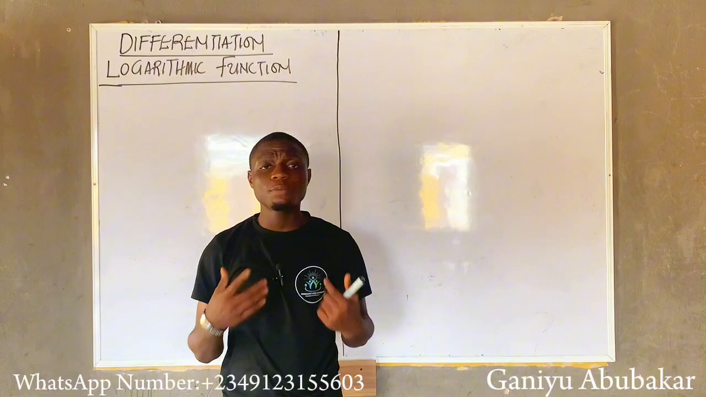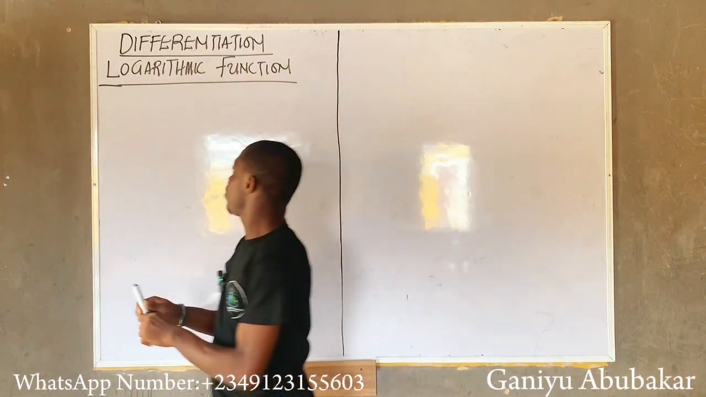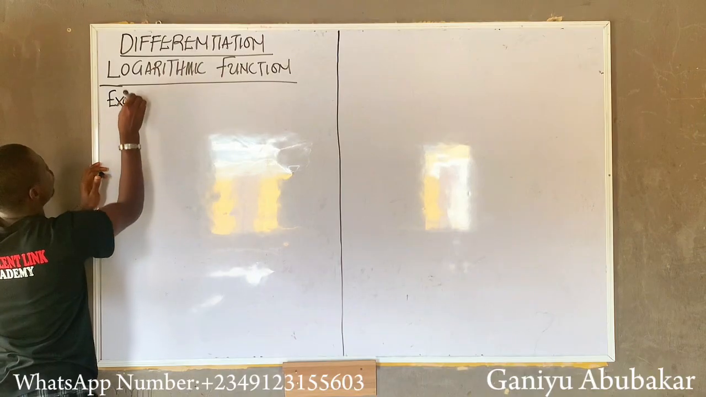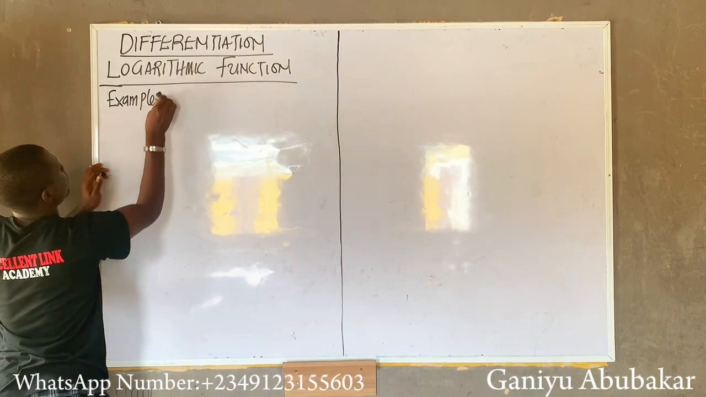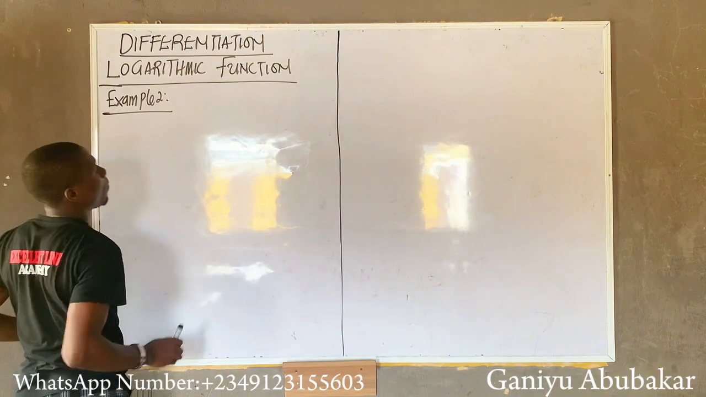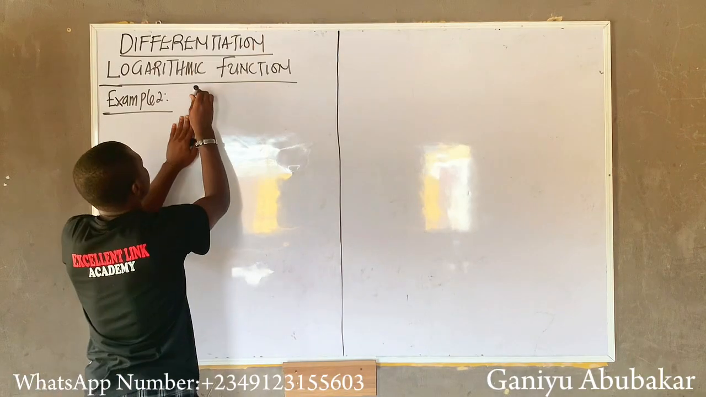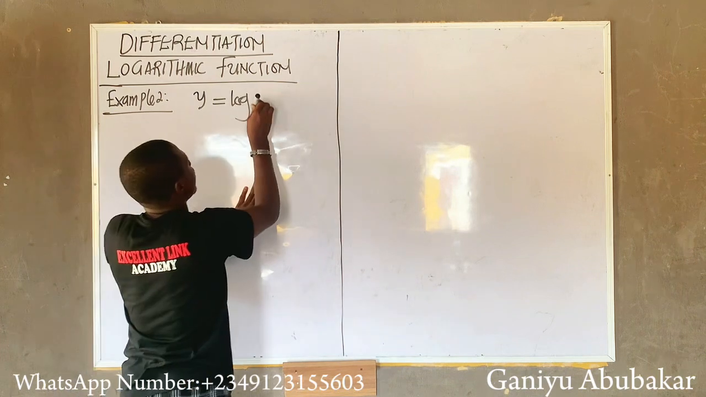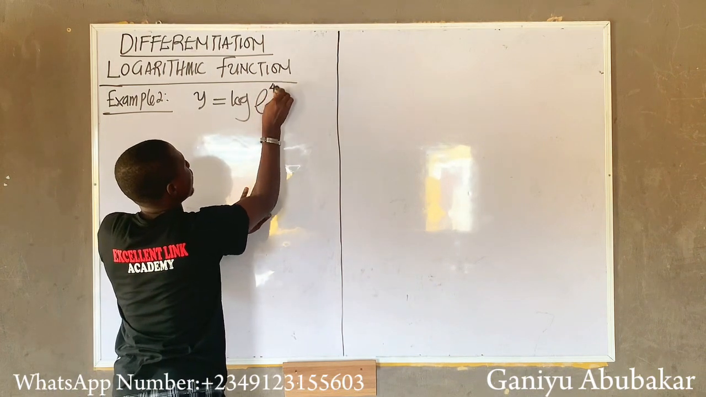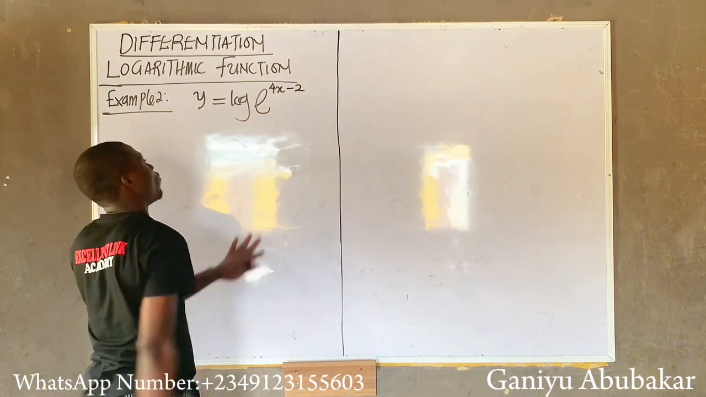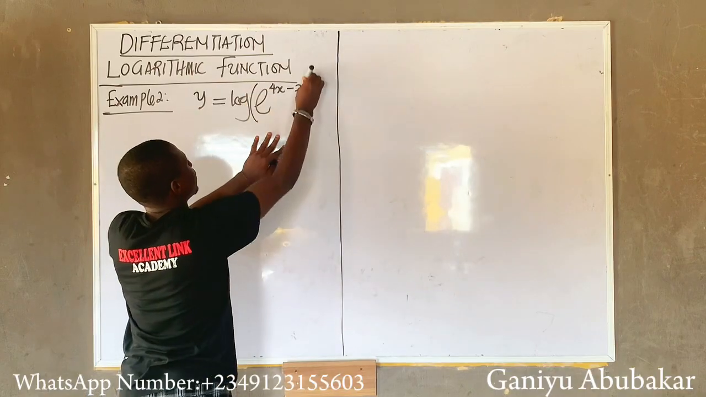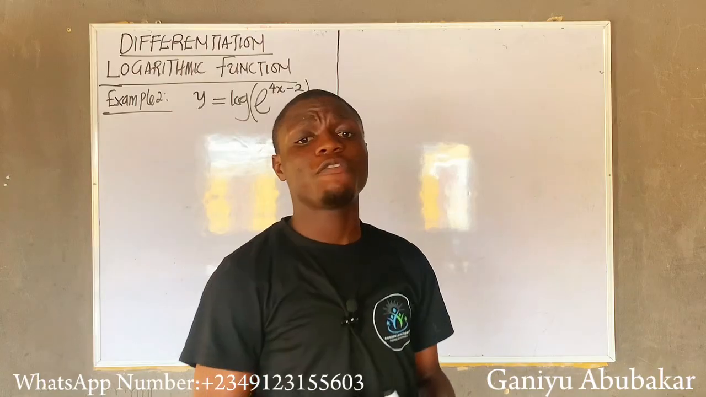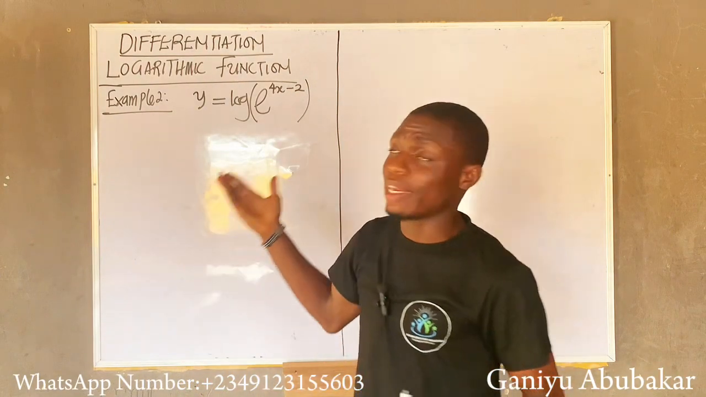Welcome back. Let's proceed with another example. Let's take example 2, in the study of log function. Let's say I have that y is equal to log exponential 4x minus 2, for instance. How do you solve this? In this case, I'm combining both log function and exponential function together. So how do you solve this? It's easy.